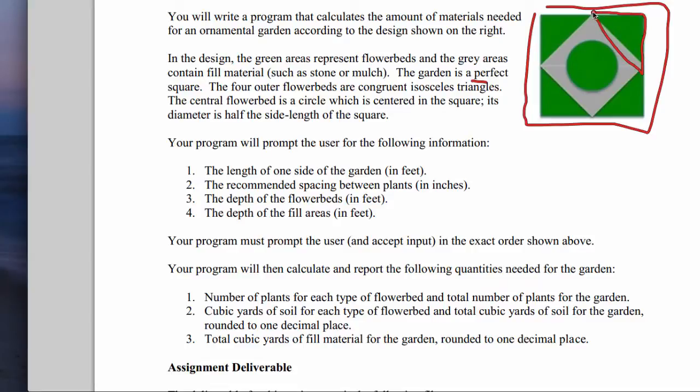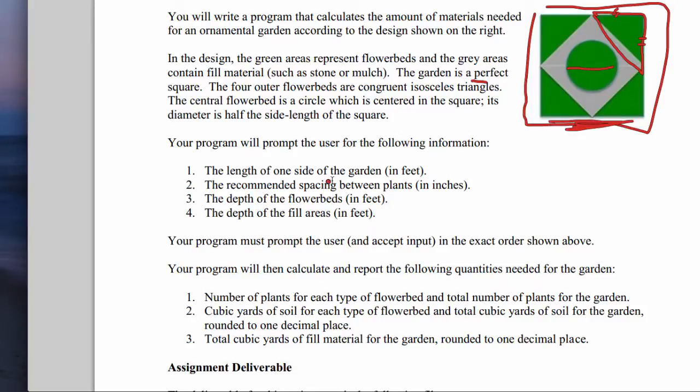All right, so we've got some isosceles triangles there, and then we have a circle which is centered, and its diameter is half the length of the side of a square. So that is half the length of the side of the square. Okay, so we're going to have to do a little playing around with that.